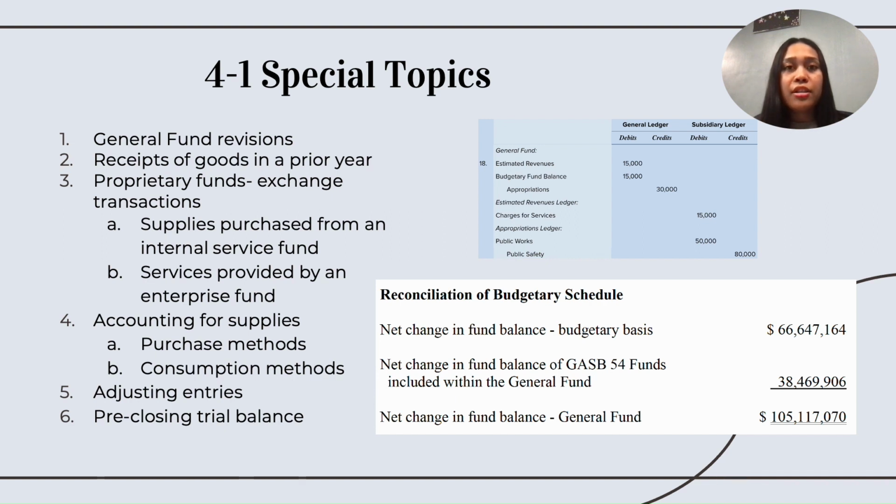5. Adjusting entries. In the purchase method, where there are remaining unused supplies, an adjusting entry is required to account for the inventory prior to the closing entries for the general fund. And finally, 6. Pre-closing trial balance. For the pre-closing trial balance, all the transactions of the fiscal year are recorded in the trial balance before closing entries.